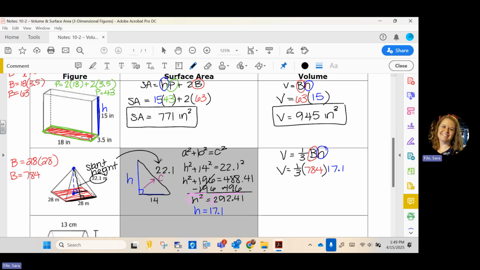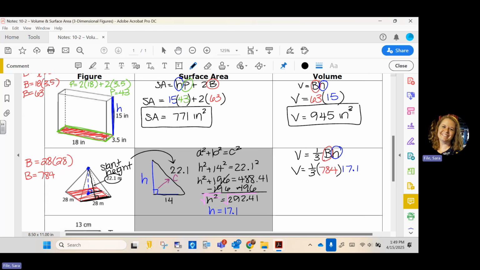All right, so when I calculate 17.1 times the 784 times the 1/3, this comes out to 4,468.8. This is volume, so our units are cubed. Our units are in meters. That's what the M stands for. So this is in meters. Oh, I just said cubed and then I wrote squared. Cubed. Volume is always cubed.